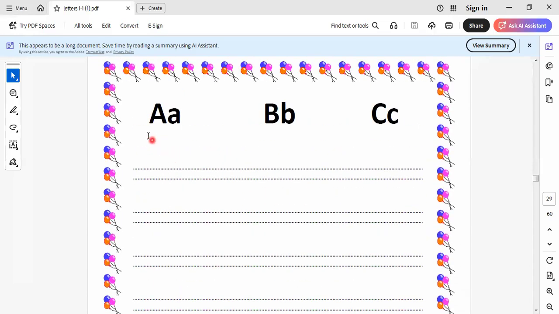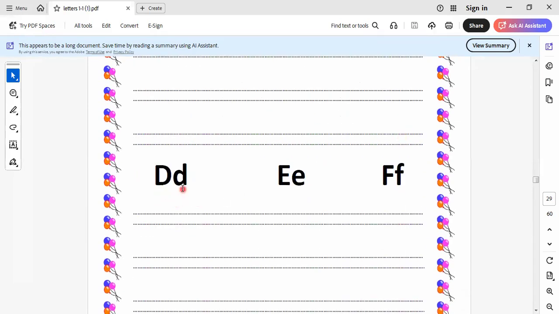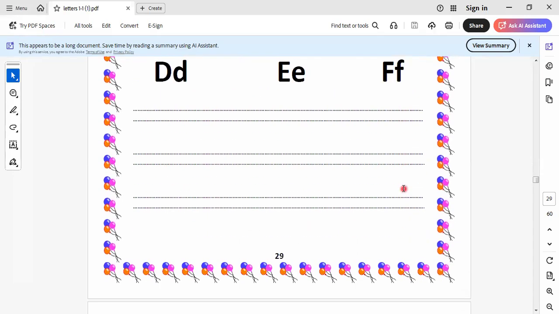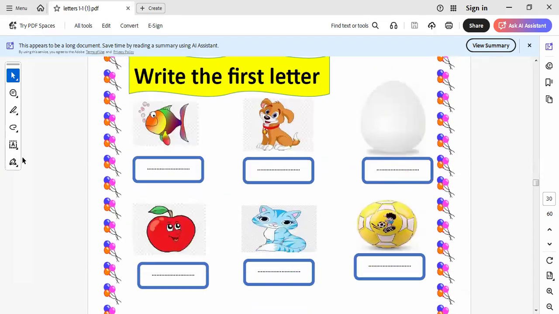Let's do this exercise together. Capital A and small a, capital B and small b, capital C and small c, capital D and small d, capital E and small e, capital F and small f.